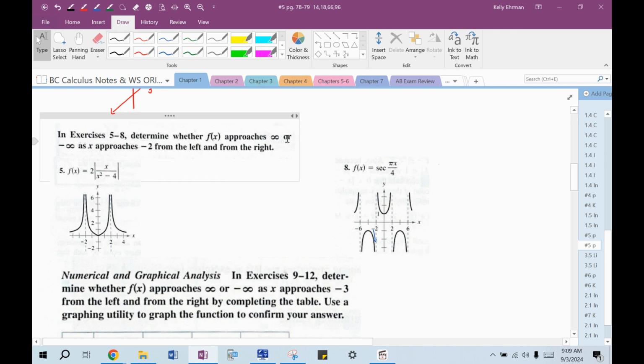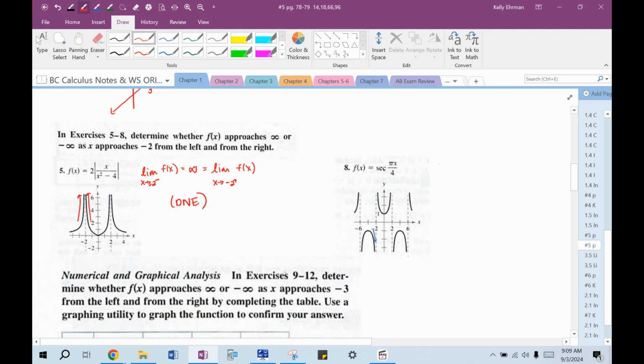Determine whether f of x approaches infinity or negative infinity as x approaches -2 from the left and from the right. So here's -2. From the left, the graph is going up to infinity, and from the right, so I'm going to say the limit as x approaches -2 from the left of f of x is equal to infinity. And that's also equal to the limit as x approaches -2 from the right of f of x. So both of those are equal to infinity. Remember that this limit still does not exist. We're just being more specific in describing how or why it does not exist.